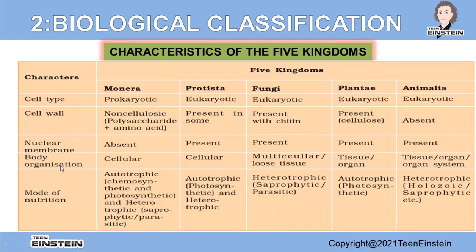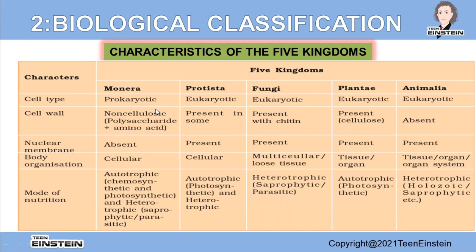Okay. So in Monera, we didn't talk about the cell wall. The cell wall is non-cellulosic, which means it is not made up of cellulose. Instead, it is made up of polysaccharide and amino acid. You should note down this character: a non-cellulosic cell wall is present in Kingdom Monera.